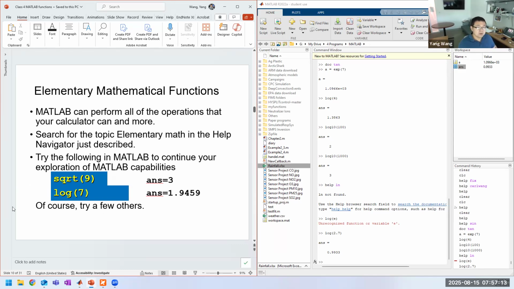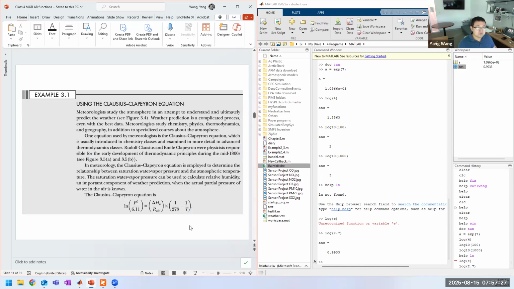at least numerically. You can also search for topics of elementary math or use the help navigator. For example, we already did this: square root of 9 is 3, natural log of 7 is 1.9. You can try a few others.